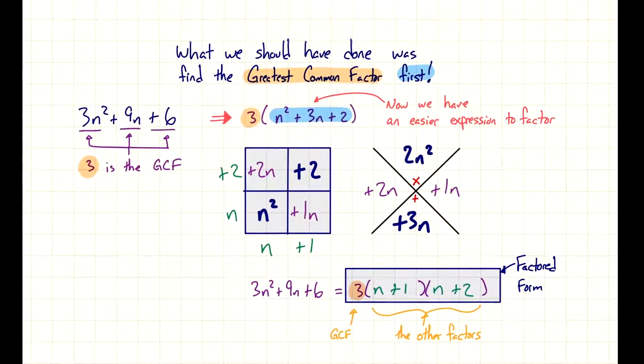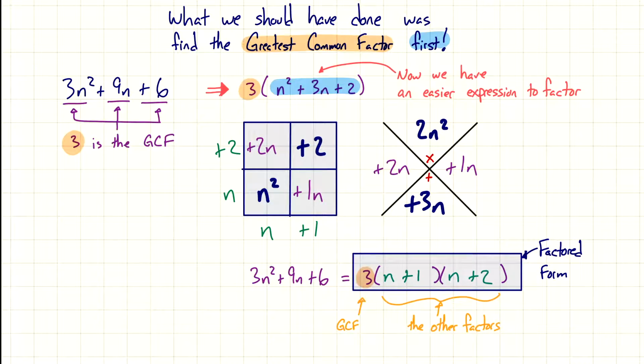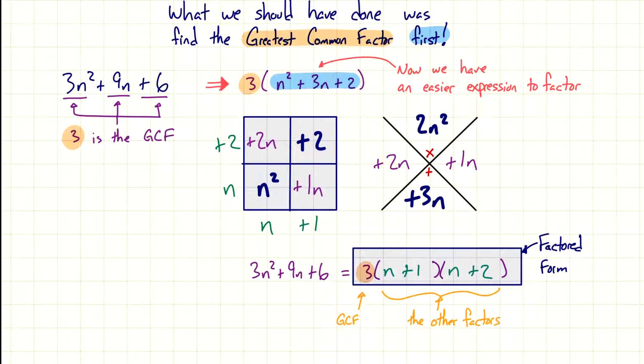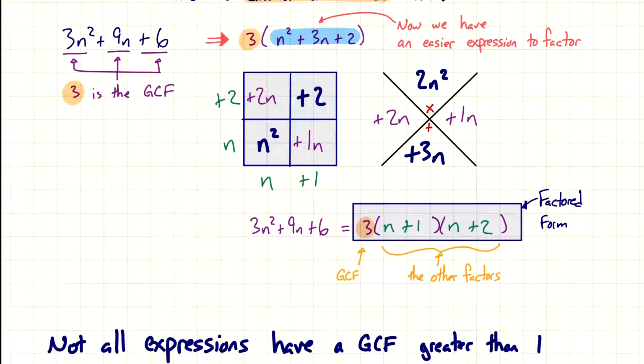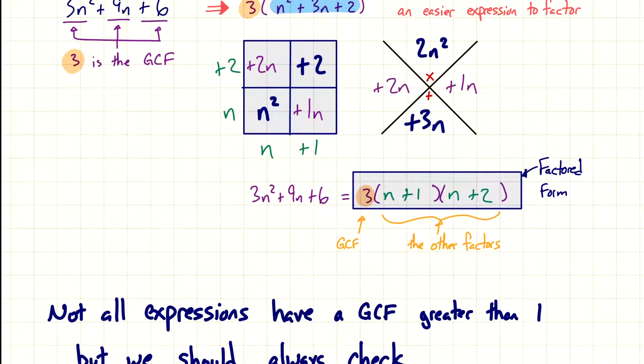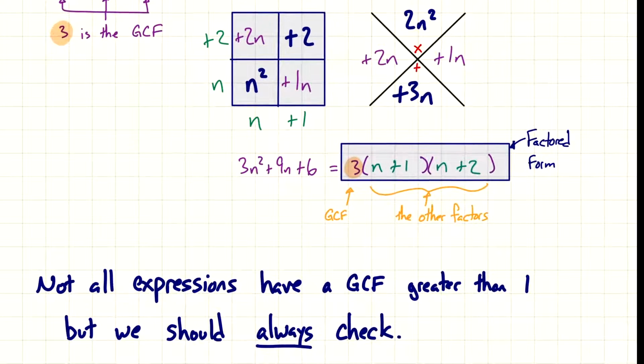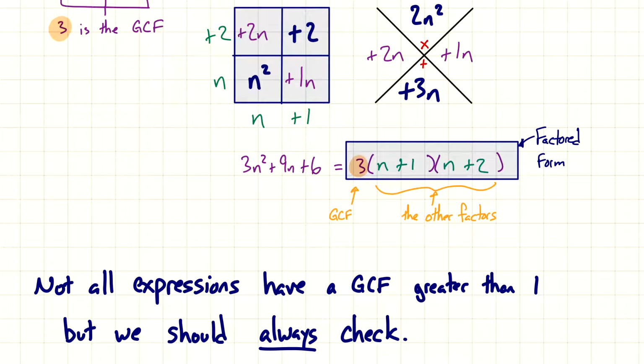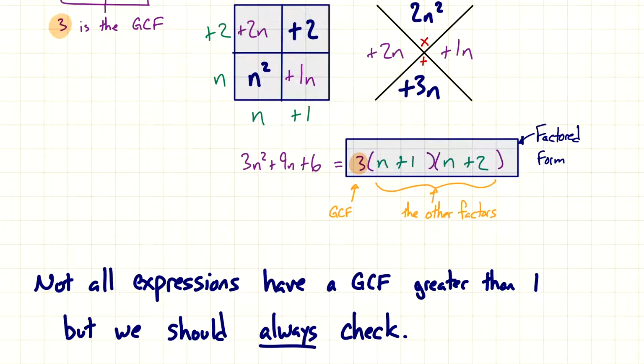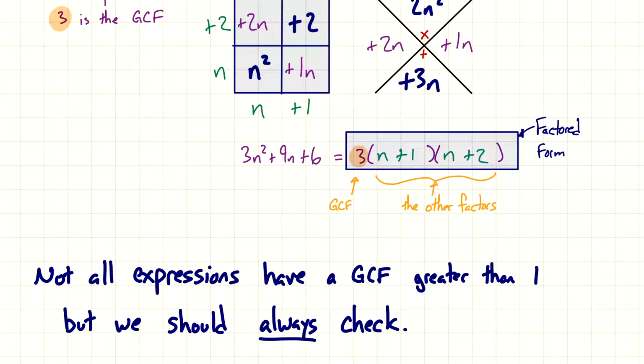All right, and that's pretty much it. This is really how we should be doing the problems, and moving forward, I would expect you to think about, is there a greatest common factor so that we don't end up with more than one answer. All right, so one thing to note is that not all expressions have a greatest common factor greater than 1, but we should always check. So it is possible that there is no number to be taken out. Maybe it's just going to be a 1, and that's it.